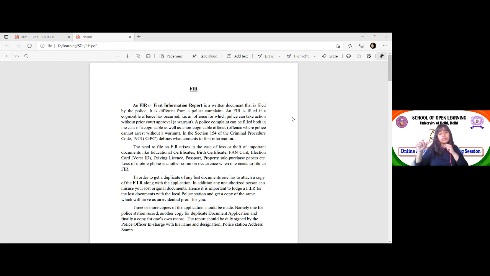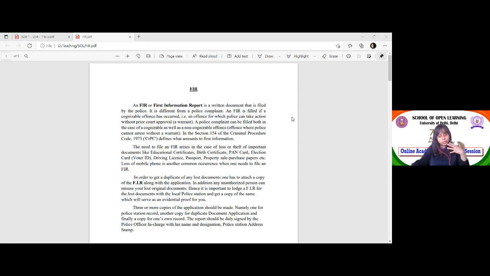Now, the first information report is filed when a cognizable offense has occurred, which means that the police can investigate you without the intervention of the court or without a warrant. But a police complaint is filed when a cognizable or a non-cognizable offense has happened. That is, you are complaining to the police. You can complain in both cases, when the police can directly intervene or when the police requires the permission of the court or a warrant from the court to intervene. So this is the main gist of what an FIR is. An FIR is a first information report that is filed at the police station. It is a written document.